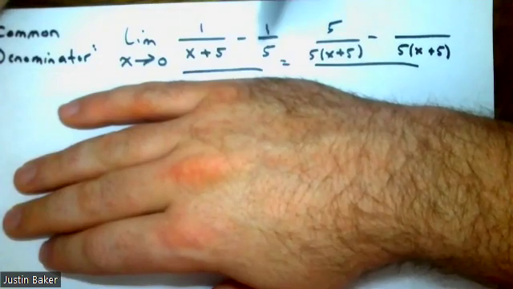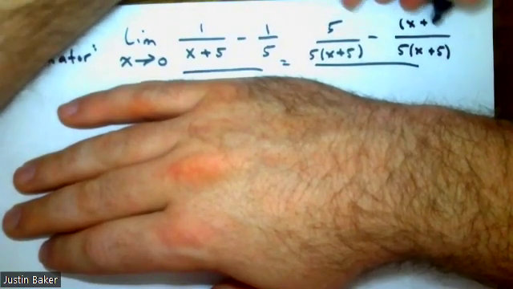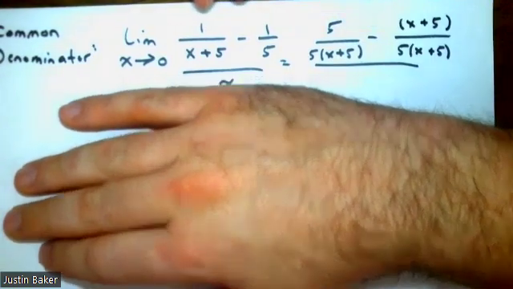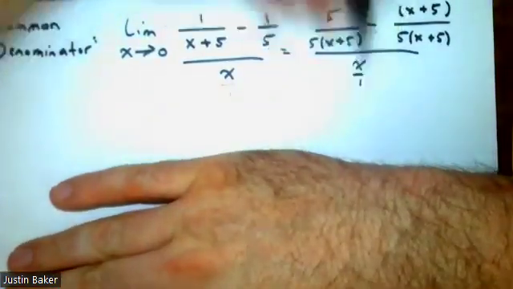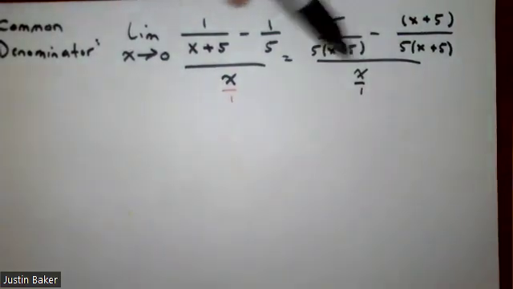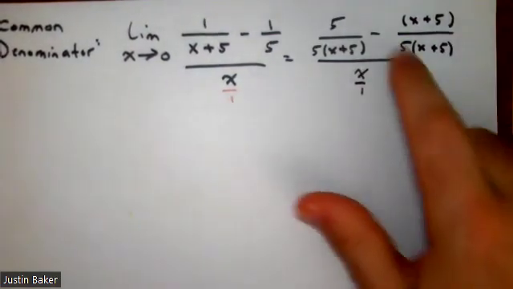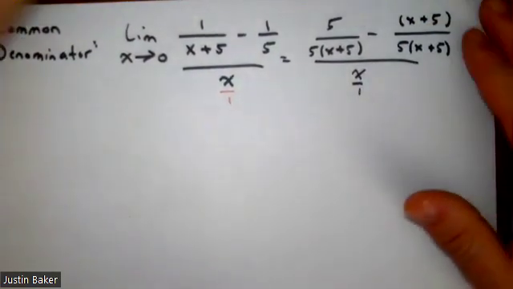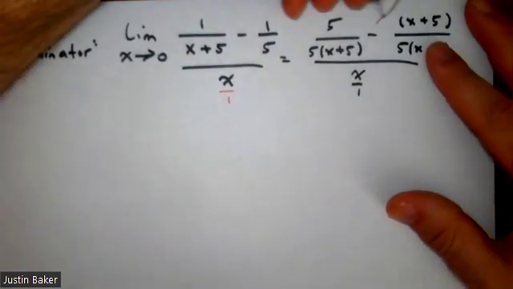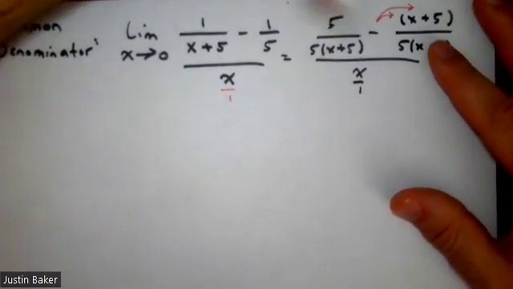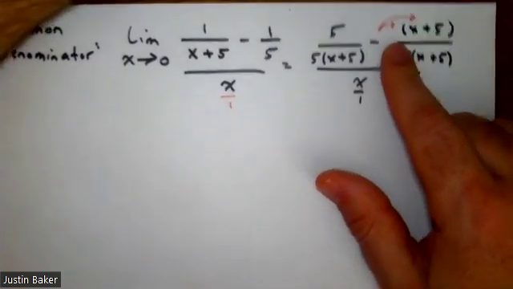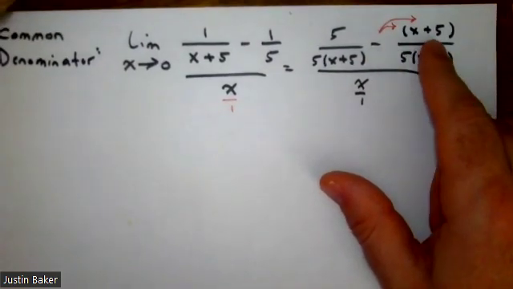And since this one was missing an x plus 5, we're going to multiply that top by x plus 5. We'll carry along the x over 1. Okay, now that you have a common denominator, you can subtract this quantity. But now you have to be careful in algebra when you subtract a quantity, you have to distribute this negative sign. So this is really minus x minus 5.